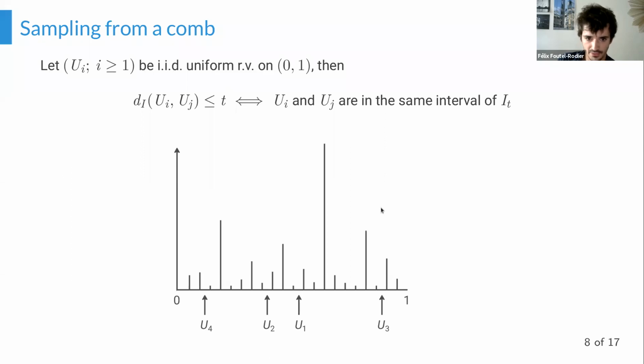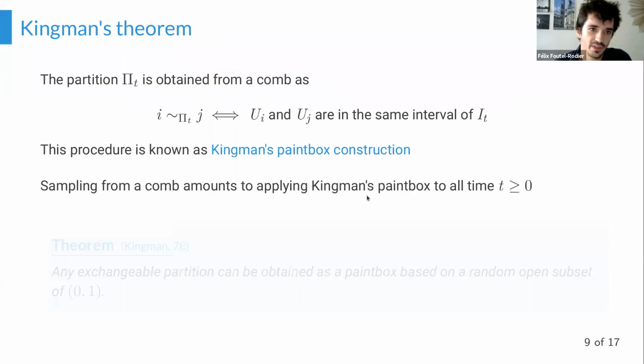And so actually we have a very simple procedure to obtain the coalescent associated to a comb, which I'll illustrate in a second. For example, if you have those sampling variables, you just at time t need to look at what variables fall in the same subinterval of the open subset and place them in the same block. So here they all fall in distinct subintervals, so we have only singletons. But for instance, after this time, U1 and U2 belong to this larger interval, so they are placed into the same block, and you can keep on doing that for all times. So rephrasing what I've just said, the partition pi t can be obtained through this relation: i and j are in the same block if and only if ui and uj are in the same interval of the open subset.